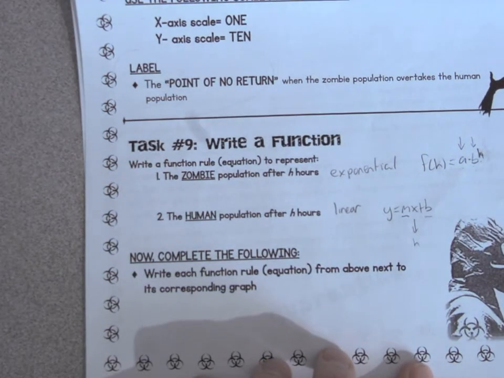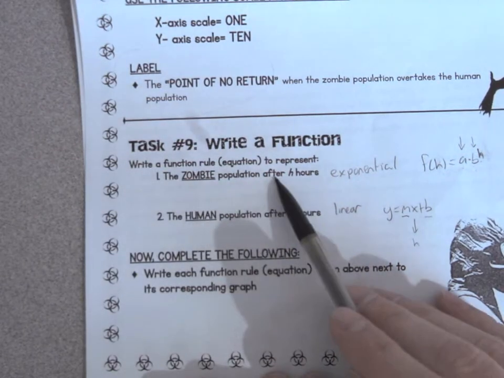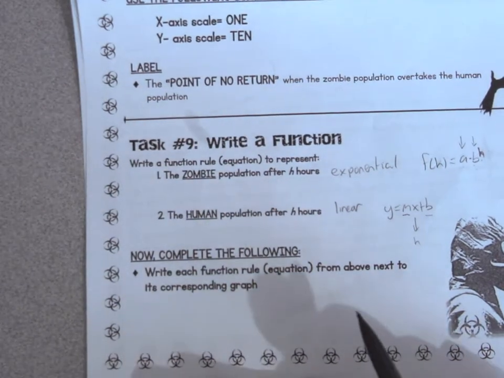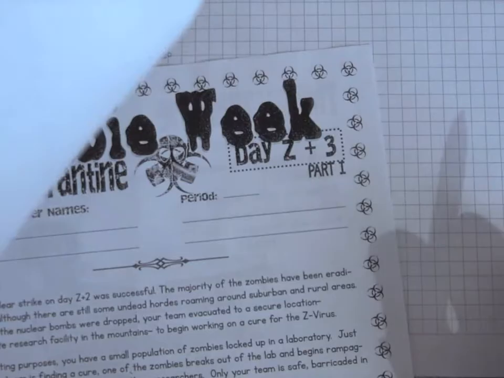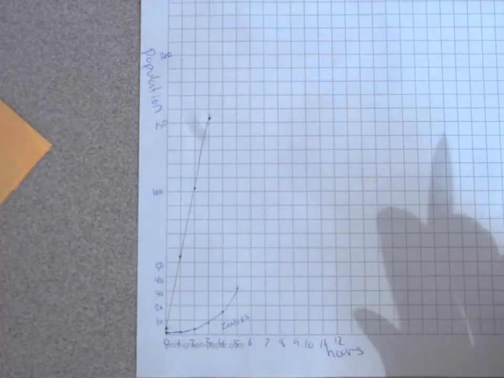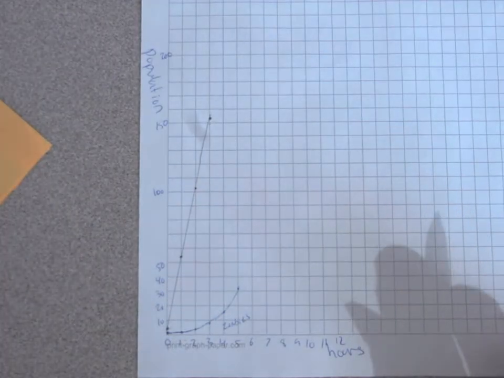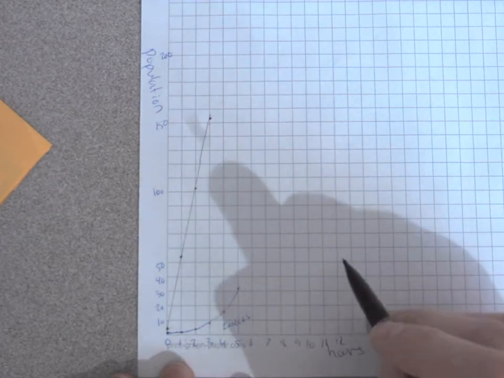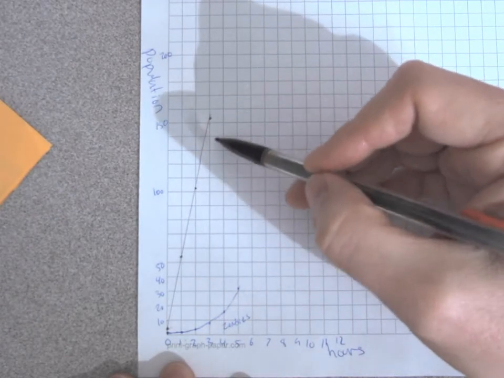But that's okay. All right, so you're going to have an exponential function and a linear function, and then you're going to take those functions and you're going to write them on your graph. You're going to label the graph. So the curved one is the exponential. You'll write that equation next to it, and then you'll write the equation for the linear one next to that as well.